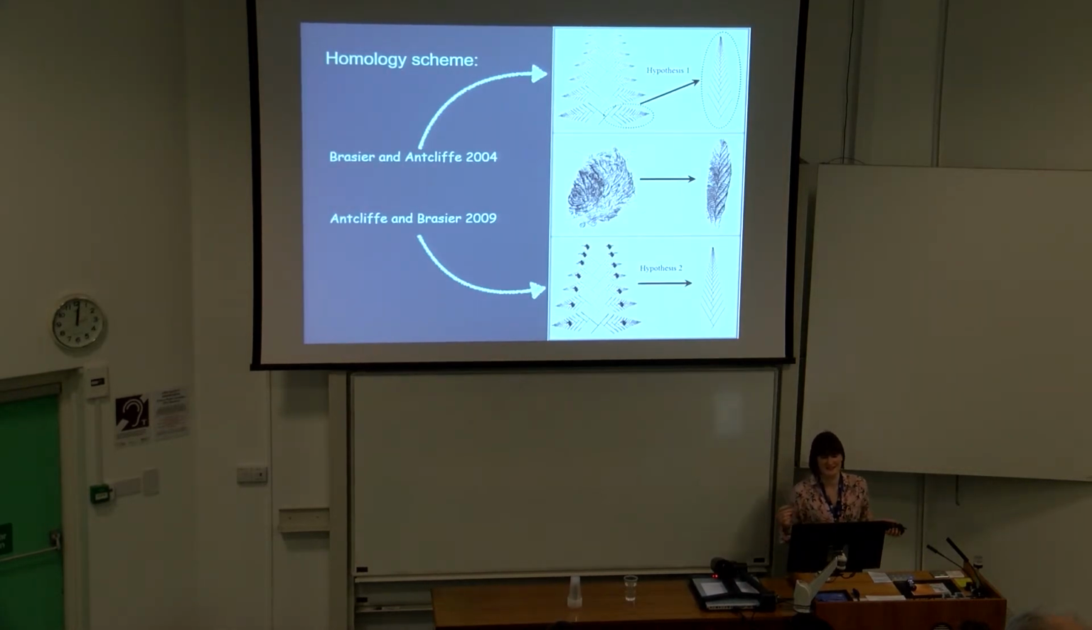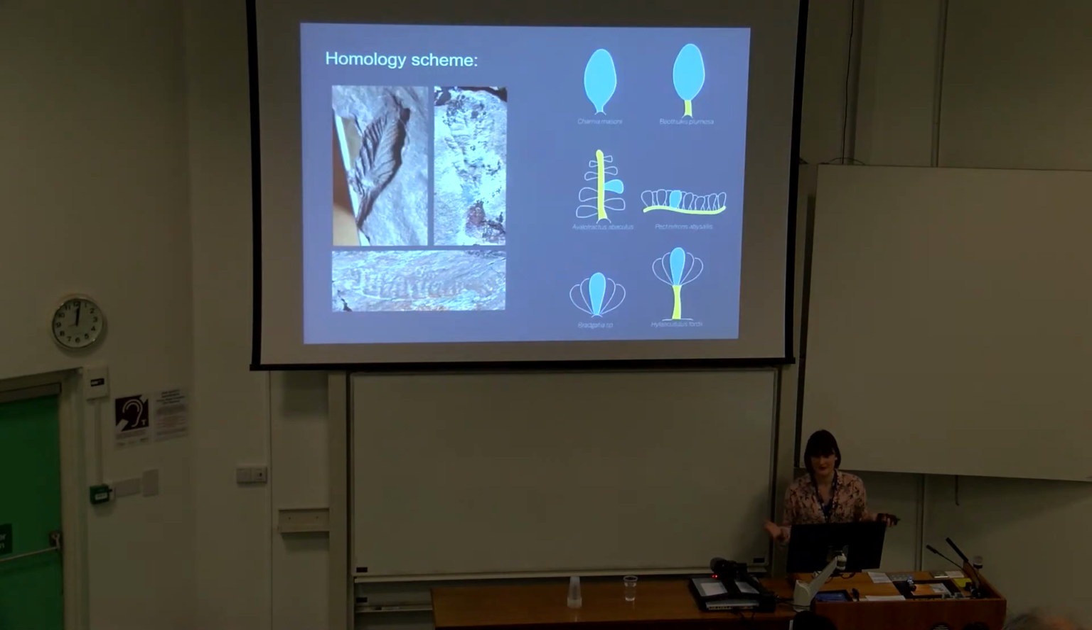And now we can consider homology across the group. So there have been two previous hypotheses, both put forward by Martin Brazier and Johnny Ancliffe. In 2004, they suggested that an entire Charnia was homologous to one folia on a multifoliate rangeomorph like Hylocolulus. But in 2009, they said that a Charnia was homologous to an entire multifoliate rangeomorph, an entire Hylocolulus. But using the new data that I have gathered, I actually think they were right in 2004.